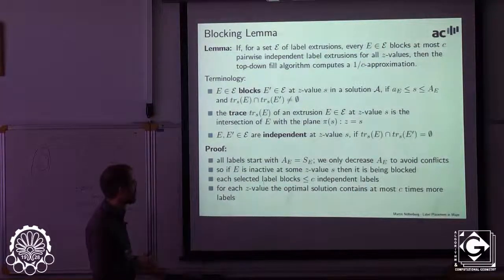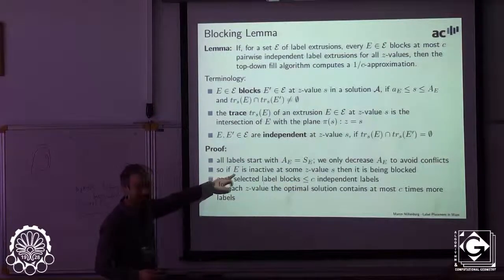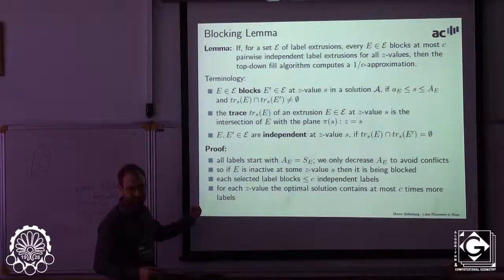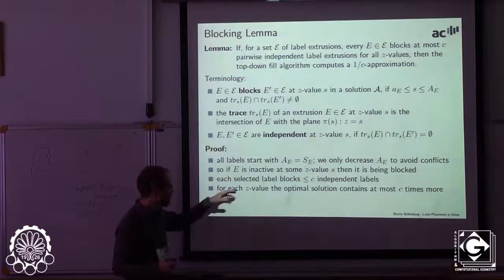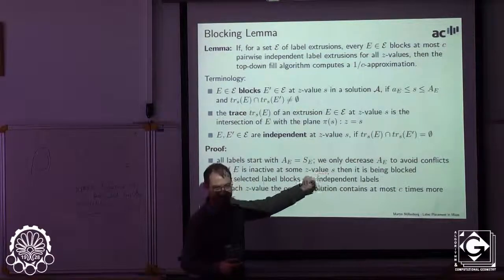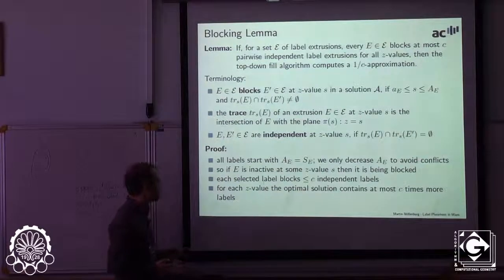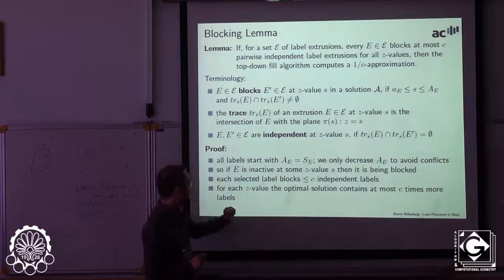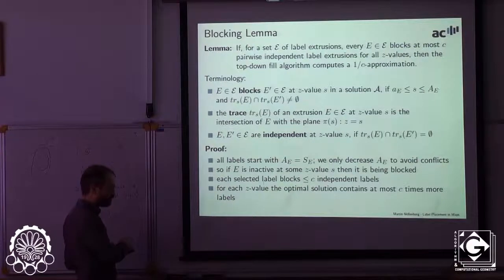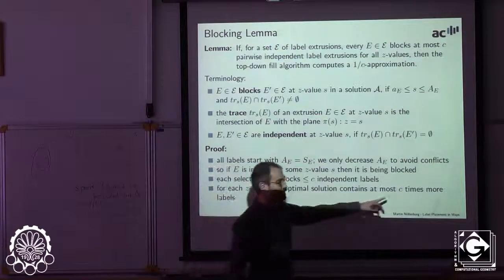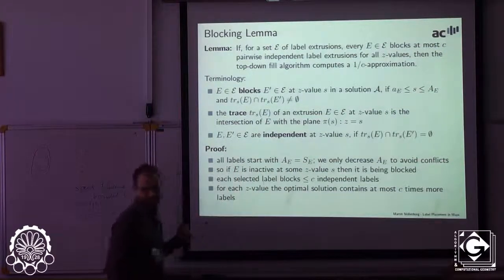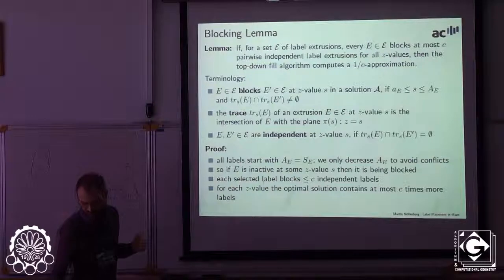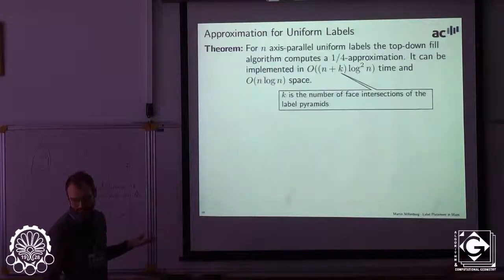selected something else. That means that if some of the label is inactive at a certain scale, there is a reason for it. There's a witness, some other label that blocks it at that particular value. Otherwise, we would not have decreased. And now if it is true, as by assumption, that every one of our selected labels blocks at most C independent labels, then of course the optimum solution at any slice that we take out can have at most C times more labels than the one that the algorithm computes. Okay, so that basically is a tool for giving us the approximation factor.